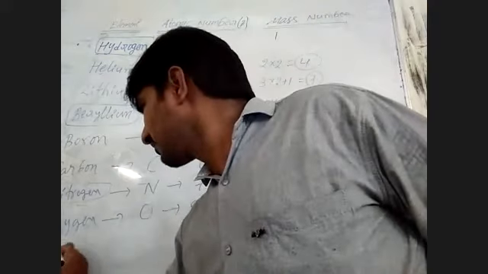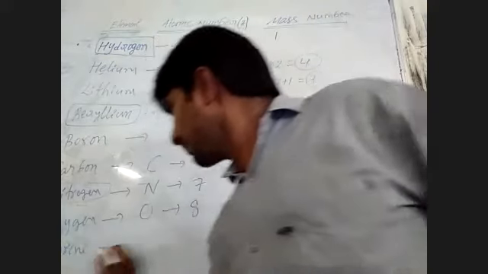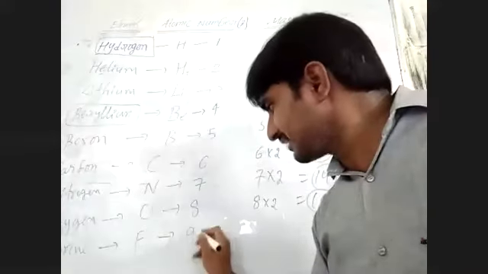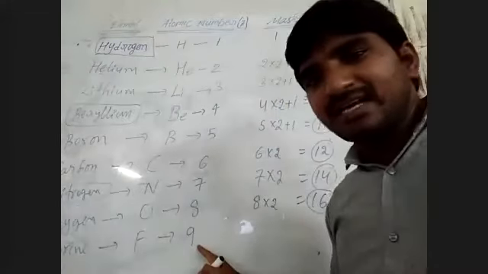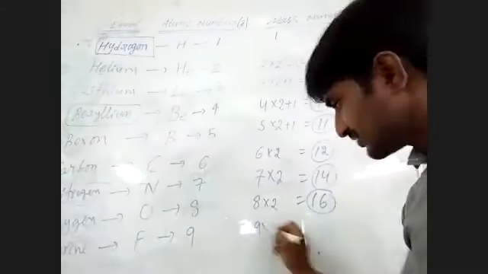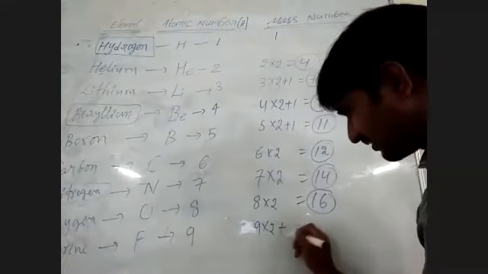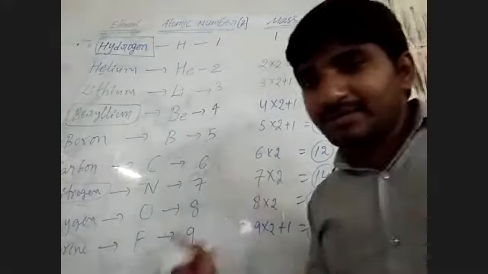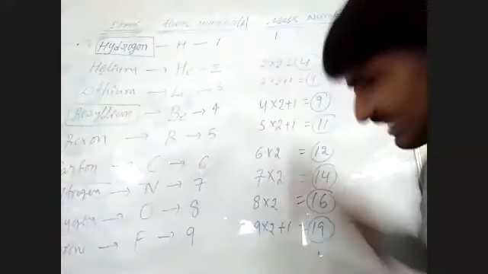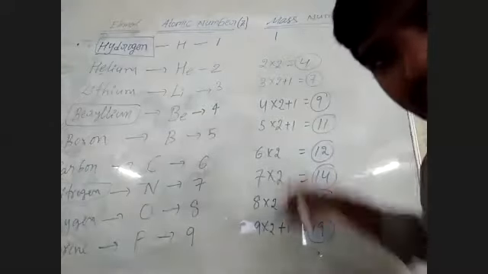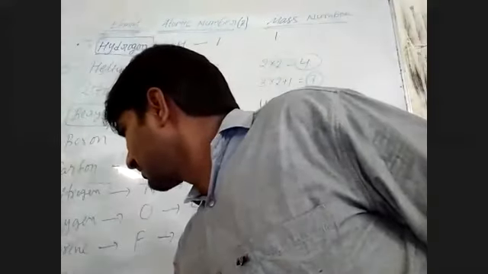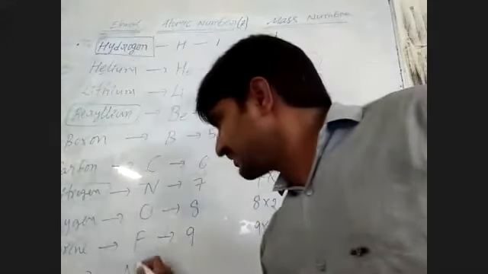Okay, next one. Fluorine. So fluorine, please understand, atomic number is 9. Is 9 an odd number or even number? Odd number. So 9 twos are 18, plus 1. 19 is the mass number. Fluorine atomic number 9, mass number 19. This is the trick. Don't learn it by heart. I have to write it like this way. Not study by rote.